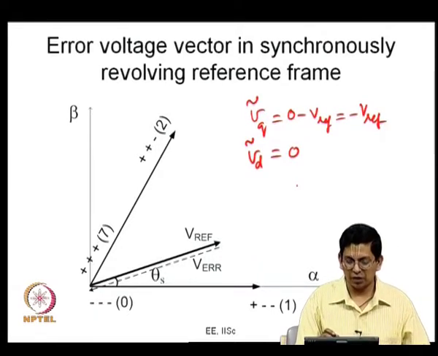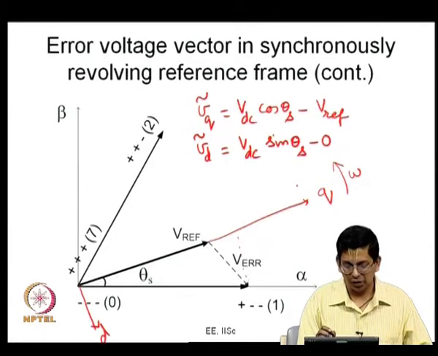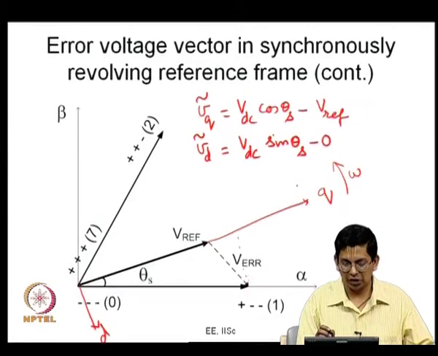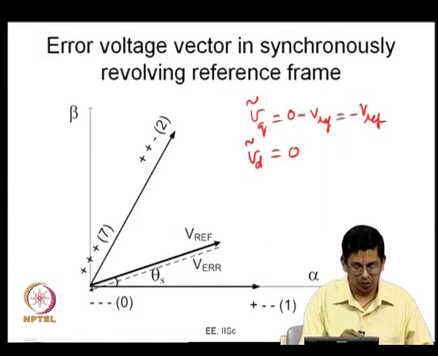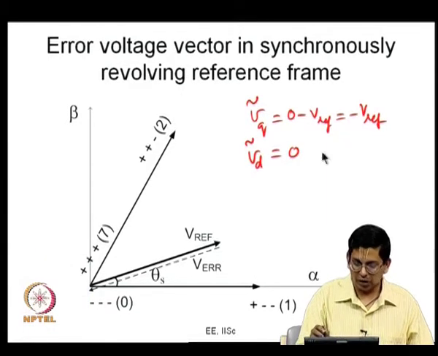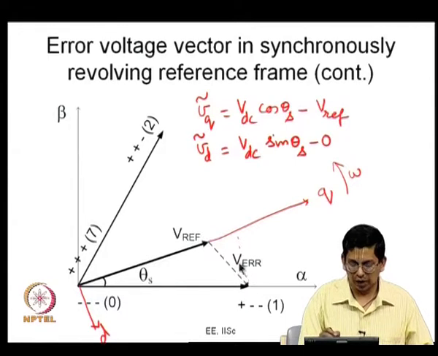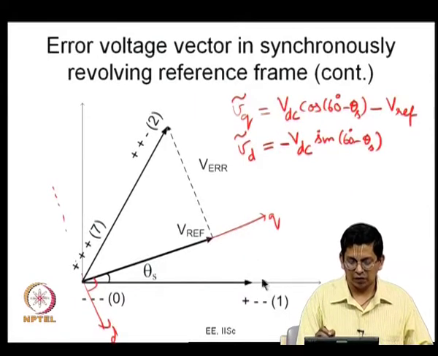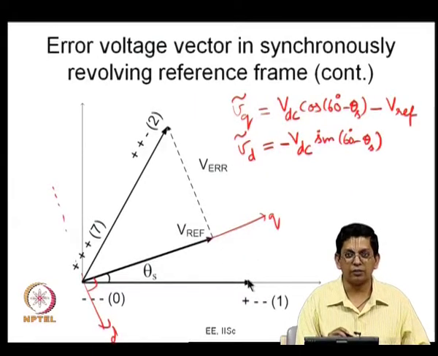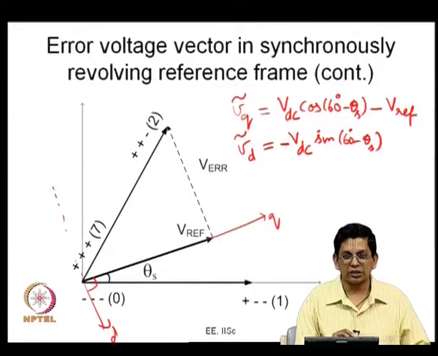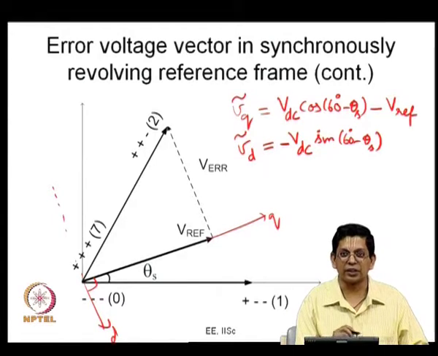So, this completes our error voltage vector study in the alpha beta domain and also in the DQ domain. This is the error voltage vector corresponding to the null vector, this is the one corresponding to active vector 1, and this is the vector corresponding to active vector 2. So, what is the next step? We should go about integrating these error voltage vectors. That is what we have to do.